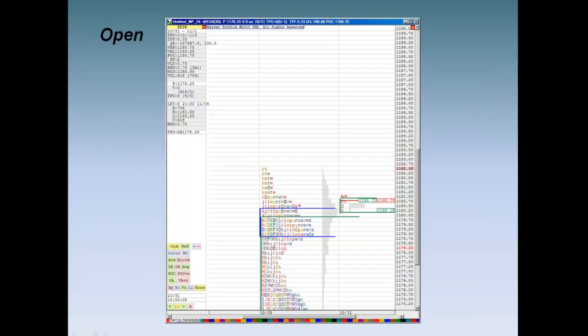Now we take a look at the open of the new week, and all of a sudden I see, and you're going to see things now that many other traders don't see, you are opening above the value area of the prior week. So already you know that the market is out of balance.